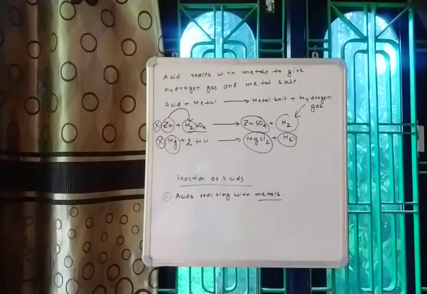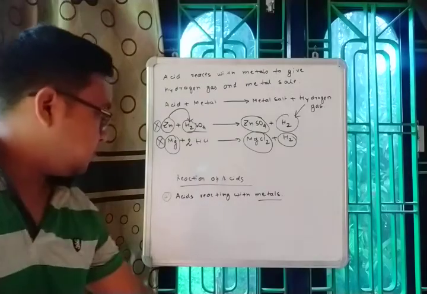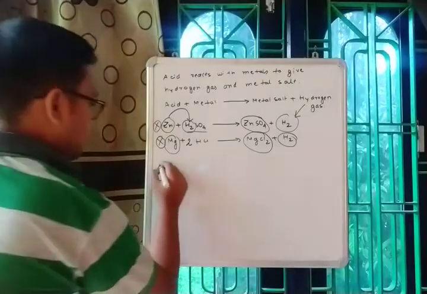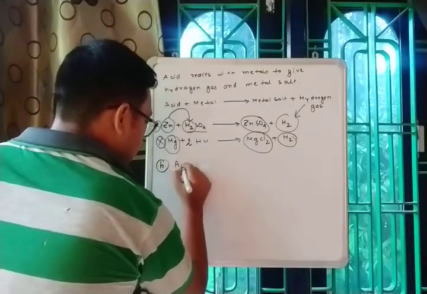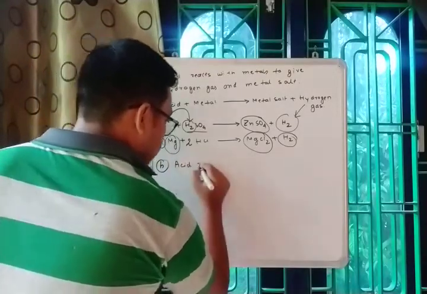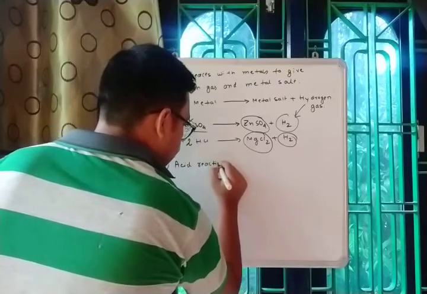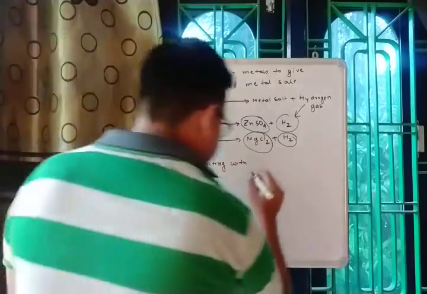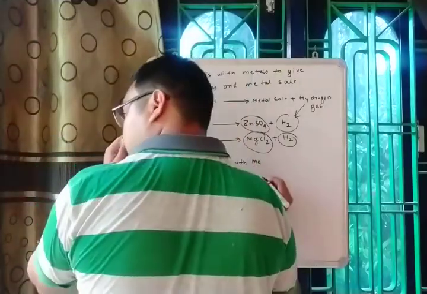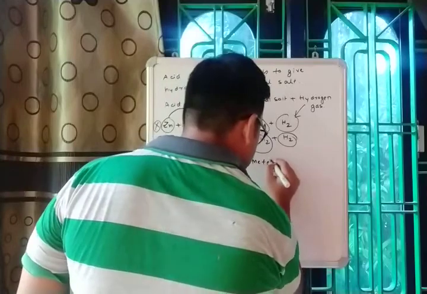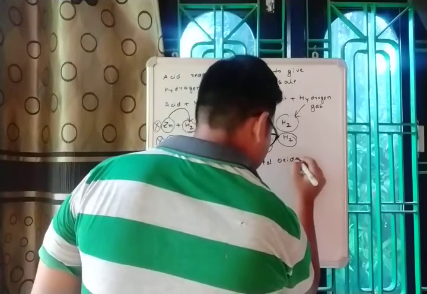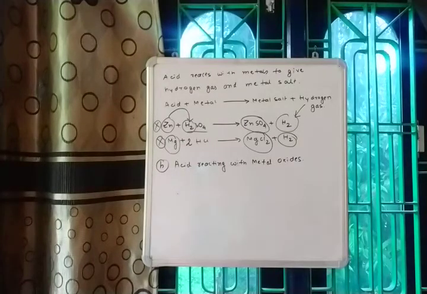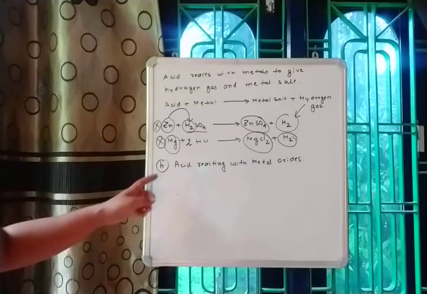Now we will move on to the next type of reaction, that is number B, and number B will be acid reacting with metal oxides. Acid reacting with metal oxides. So this will be point number B.